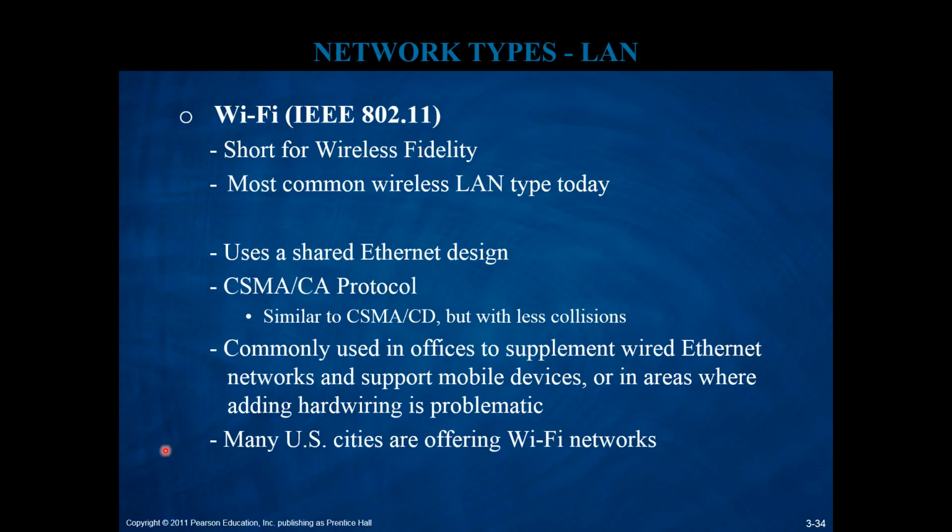As you know, Wi-Fi is commonly used nowadays in offices to supplement wired Ethernet networks and support mobile devices or mobile workers in areas where adding hardware is problematic. Because by definition, wireless networks don't require wiring. You can send a signal over the air interface, so you can connect somebody outside of your business building. Many U.S. and international cities are offering Wi-Fi networks. For example, Wi-Fi networks are often offered for free in many international airports, so that passengers who are waiting for their planes can access the internet.